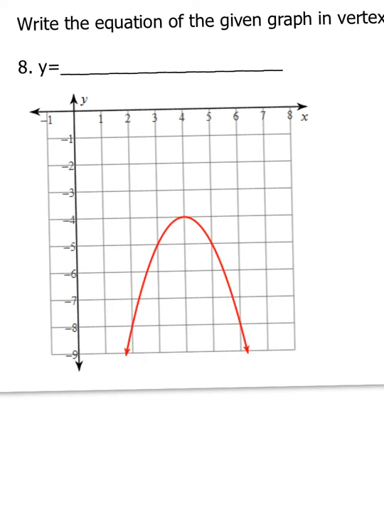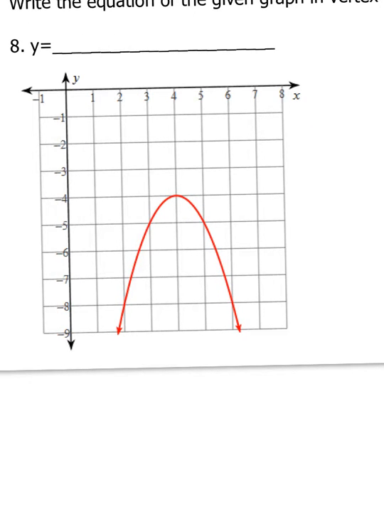Last but not least, let's just take a look at this graph and find the formula for the equation. I have the vertex right now at 4 comma negative 4. That's the vertex point. So if I were to plug this into y equals a times x minus h squared plus k, I'm going to plug this 4 in for h, making sure to switch the sign. I'm going to leave the negative 4 for k.